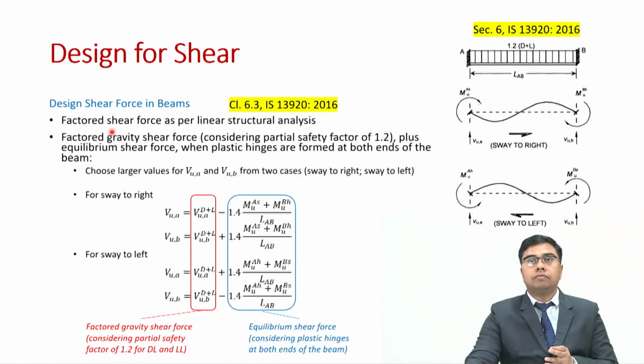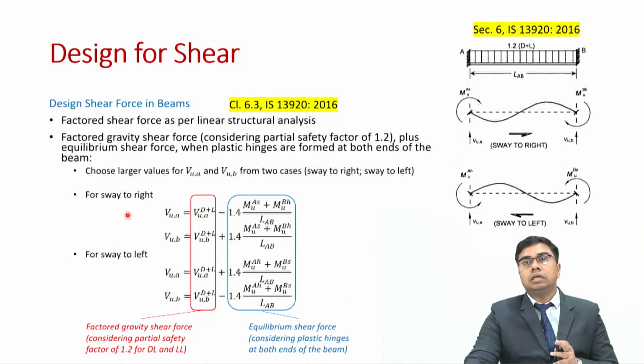However, in case of good seismic resistance, you also need to consider this part, which is the factored gravity shear force, which is only because of gravity loading, that is dead load and live load, considering partial safety factor of 1.2 for dead load as well as live load. Then you need to add the equilibrium shear force considering that plastic hinges are formed at the ends of the beam.